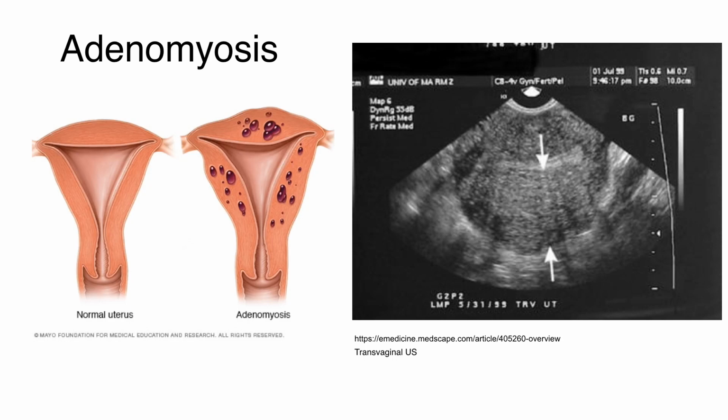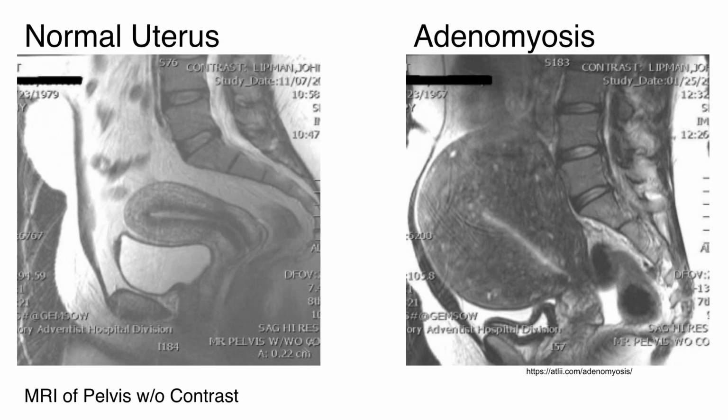Here is an ultrasound image of adenomyosis. As you can see the thickening between the two arrows, this is greatly enlarged from a normal uterus. These are MRIs of a pelvis without contrast. On the right is a uterus with adenomyosis, and you can see the globular, bulky structure of the uterus. And on the left is a normal uterus.